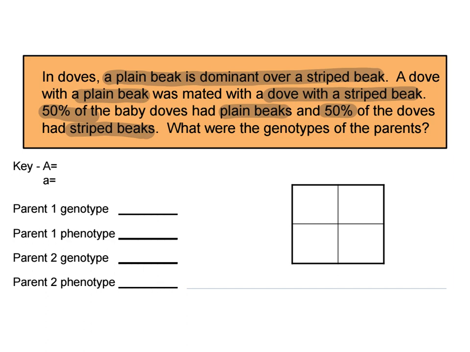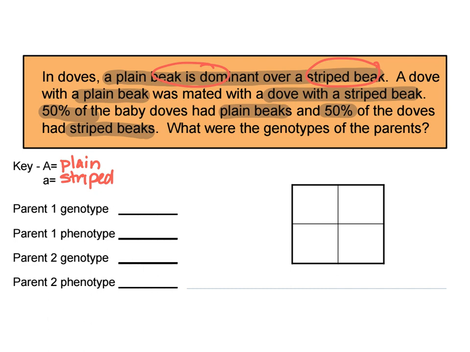So first we're going to start with our key. It tells us that plain beak is dominant. So our dominant allele is plain. It also tells us that our other trait, our recessive trait, is a striped beak. So we're going to put that in our key.